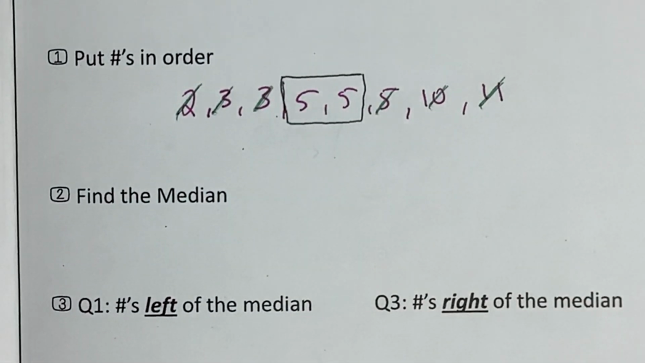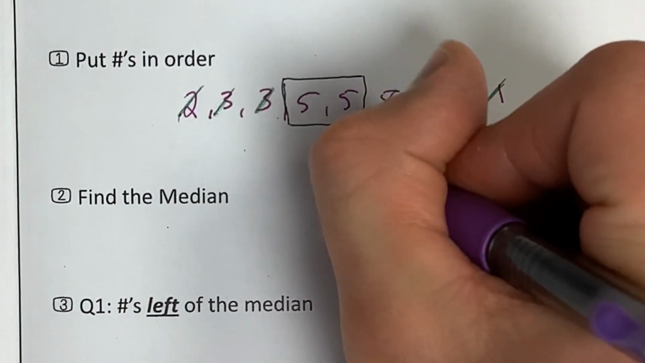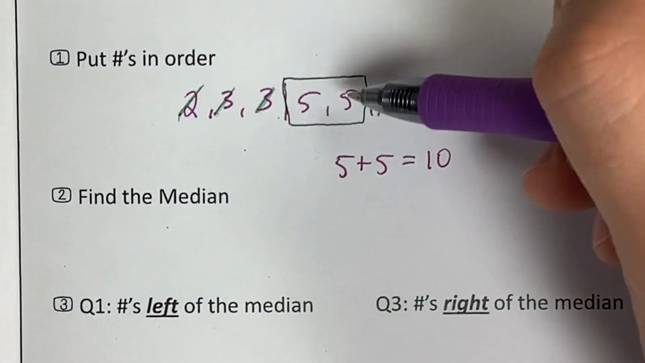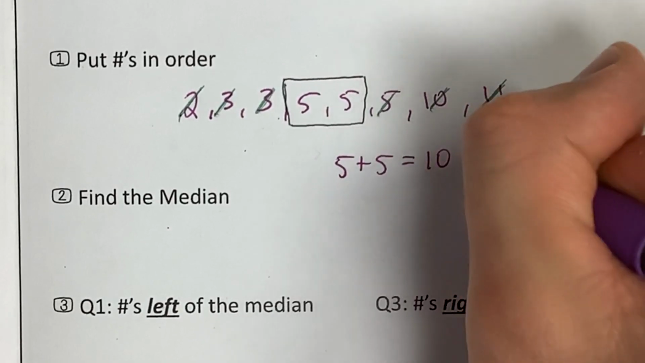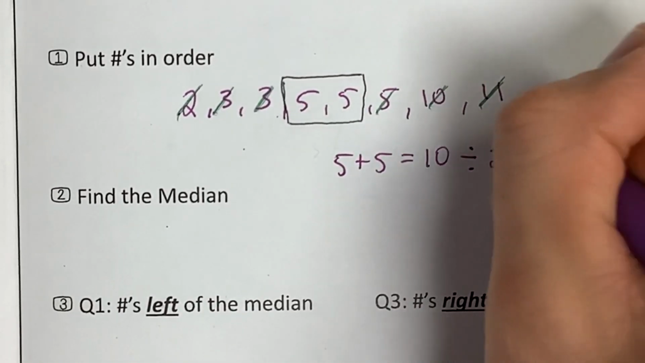This is how you deal with that. You're gonna add those 2 numbers together. So 5 plus 5 is going to give us 10. After you're done adding those 2 numbers together, you're gonna take that answer and divide it by 2. Now 10 divided by 2 is 5. So it just so happens my median's 5.